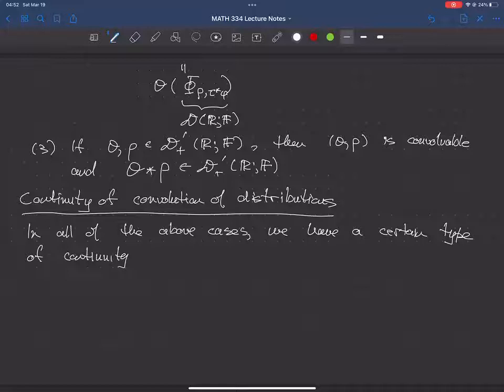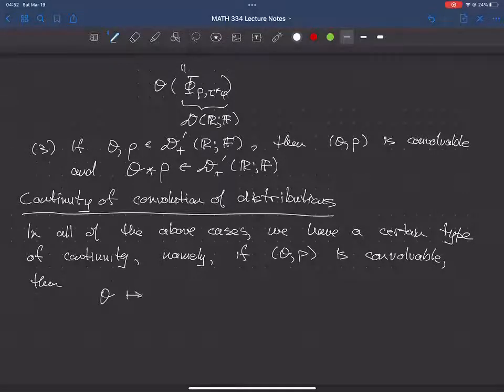Okay, namely, not mainly, but namely, if theta, rho is convolvable, then the mapping theta goes to theta star rho is continuous. Okay, for each rho.